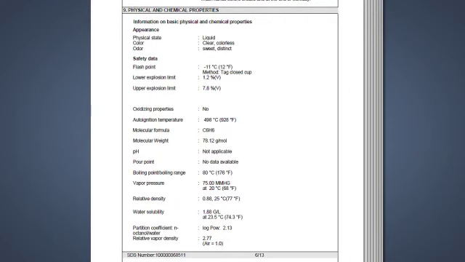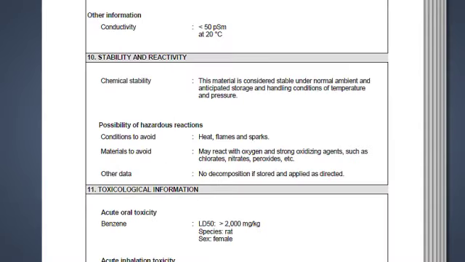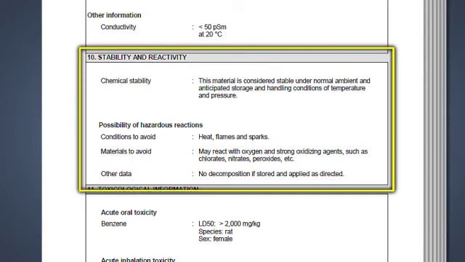Section 9. Physical and chemical properties. Lists the chemical's properties when they are relevant. Section 10. Stability and reactivity. Gives information about the chemical's stability and reactivity.